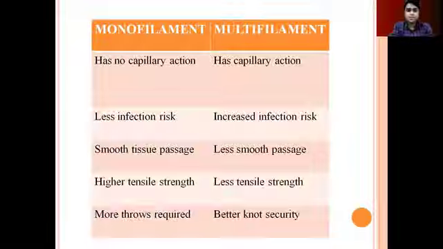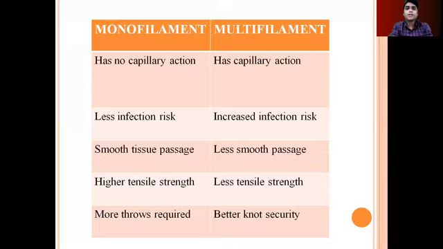Smooth tissue passage is offered by monofilament sutures. The passage is less smooth for the multifilament sutures. The monofilament sutures have a higher tensile strength, whereas the multifilament ones have a less tensile strength. More throws are required in the monofilament sutures, whereas the knot security is better in the multifilament sutures.